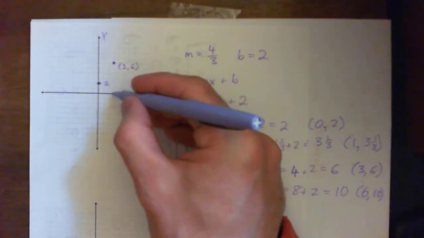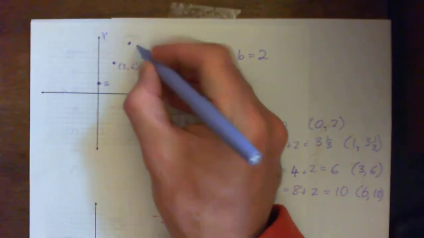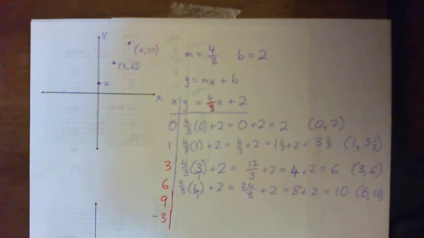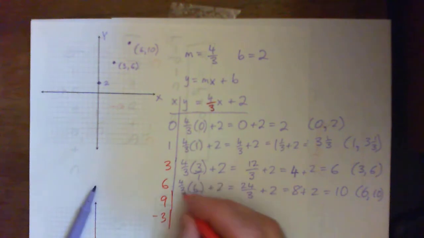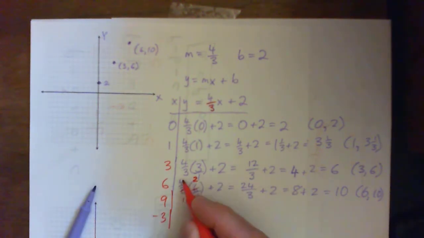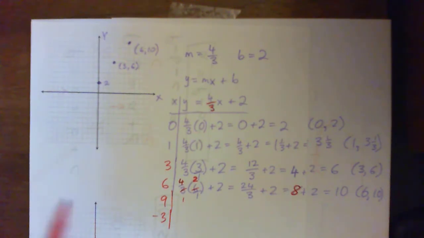X is 1, 2, 3, 4, 5, 6, 10. Which is up there. So I'm beating this to death. I didn't even have to do that point. And I could have cross-cancelled. 3 into 3 goes once. 3 into 6 goes 2 times. 4 times 2 is 8. So I could have cross-cancelled there. Didn't have to multiply that out to get 24. But anyway, there we go.